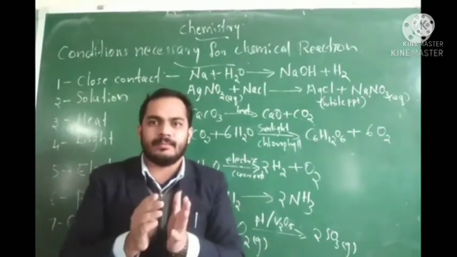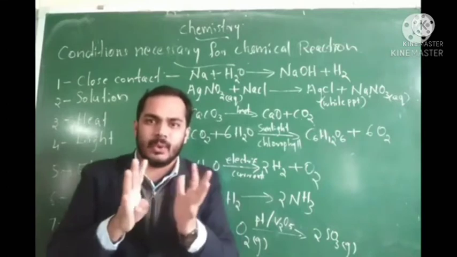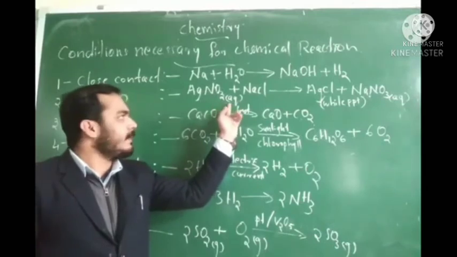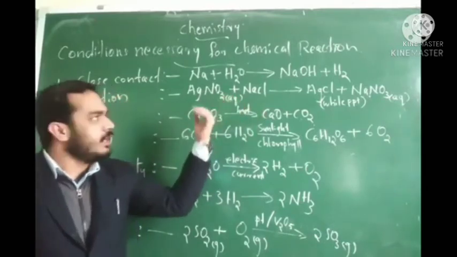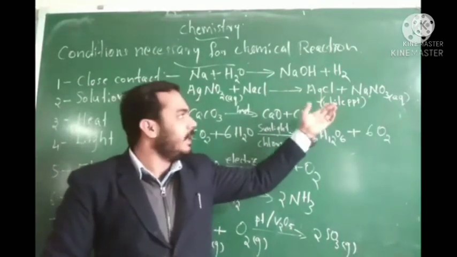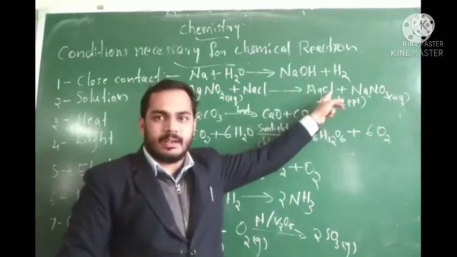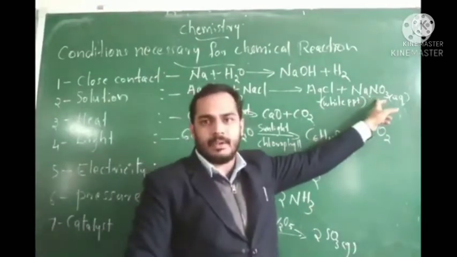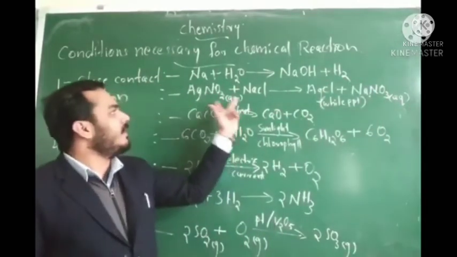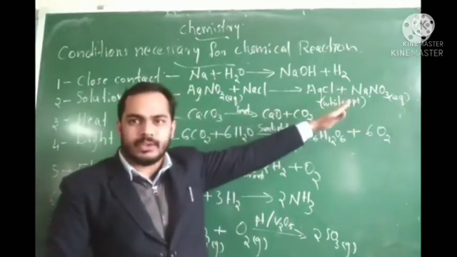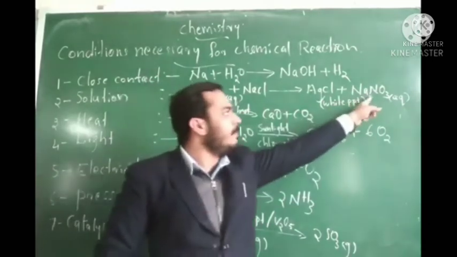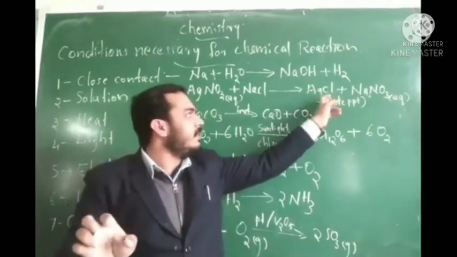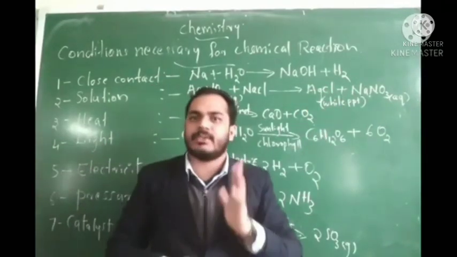Second one, solution. Here the chemical reaction needs a solution. For example, silver nitrate in aqueous solution and sodium chloride both react together to form a solution. In this chemical reaction, after the reaction we get a solution that contains two products. One is sodium nitrate and the second one is a white precipitate, which is silver chloride. So the second condition is solution.